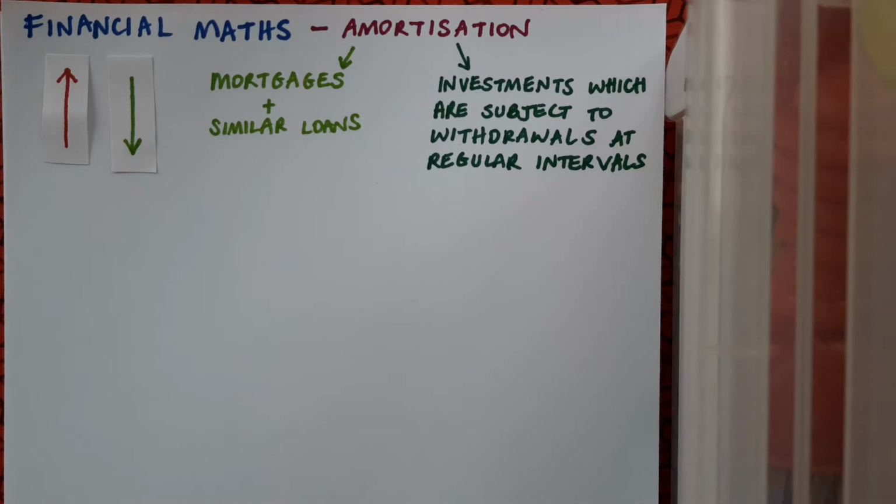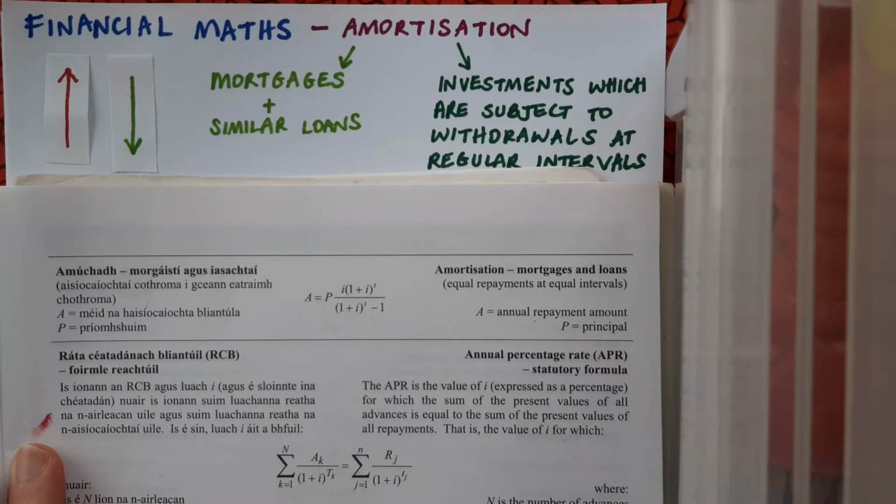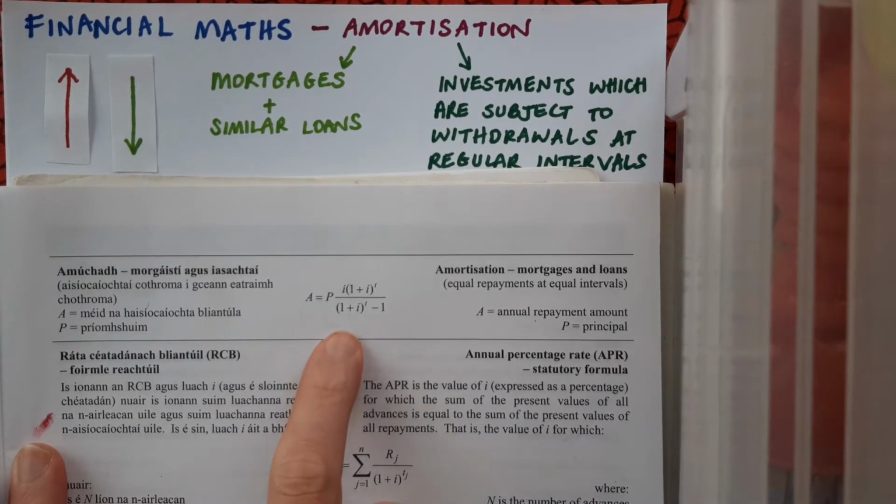Is the balance increasing due to interest, and is it also decreasing due to withdrawals or repayments? We'll need to have our log tables to hand for this section, and on page 31 we have our amortisation formula.